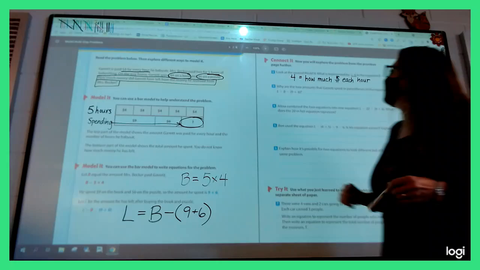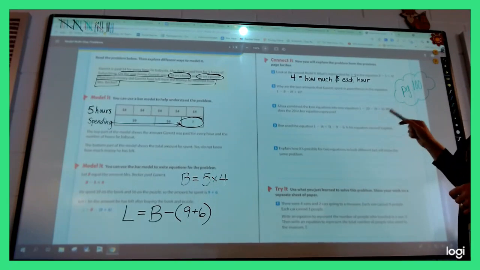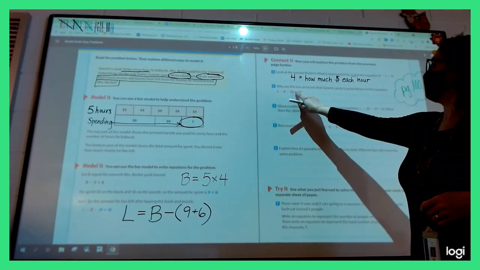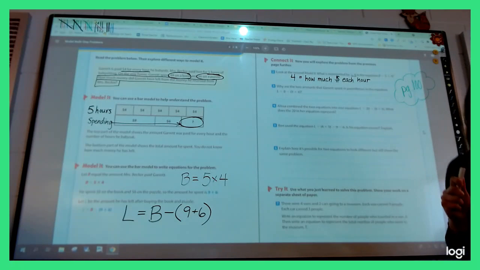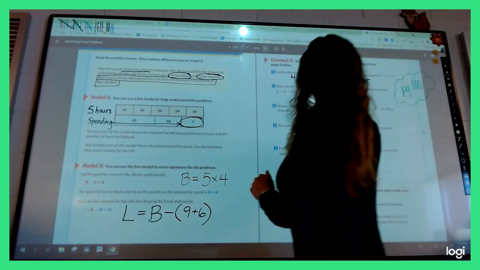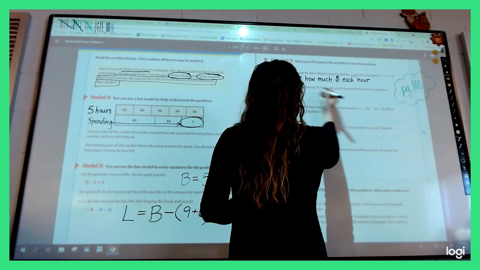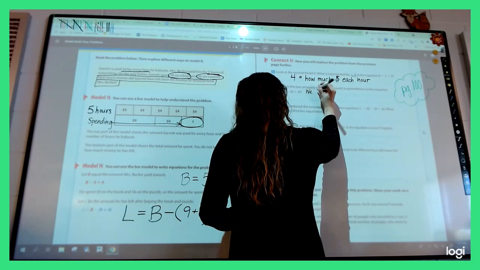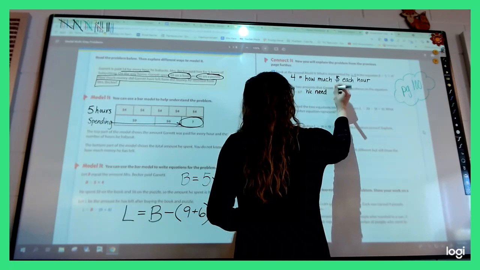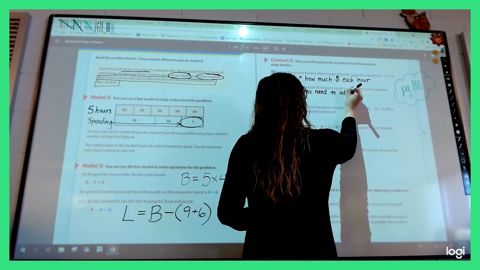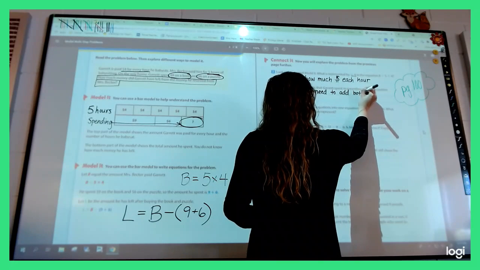So number 3. Why are the two amounts that Garrett spent in parentheses in the equation, 9 plus 6? Why is that in parentheses? Noah? Because he bought 2 things that were 9 and 6. Uh-huh. And we have to add those together to subtract from what we get on B. Okay, so we have to add them first. So if we put them in parentheses, that means add them first. All right, why are the two amounts in parentheses? We need to add both items he bought.